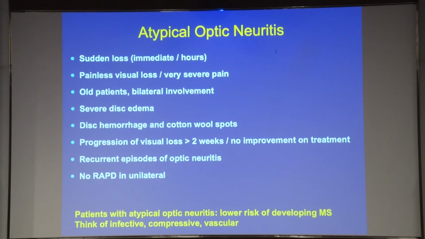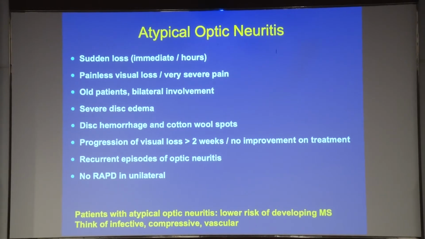So atypical optic neuritis is, in a way, saying anything that is not typical. You would have a sudden loss of vision, immediate or in hours. Immediate, think ischemia. A few hours, probably inflammation, especially around the nerve. It's usually over a day or two, the patient will definitely tell you, the vision loss in typical optic neuritis. It may be painless or very severe. Both are not typical features.